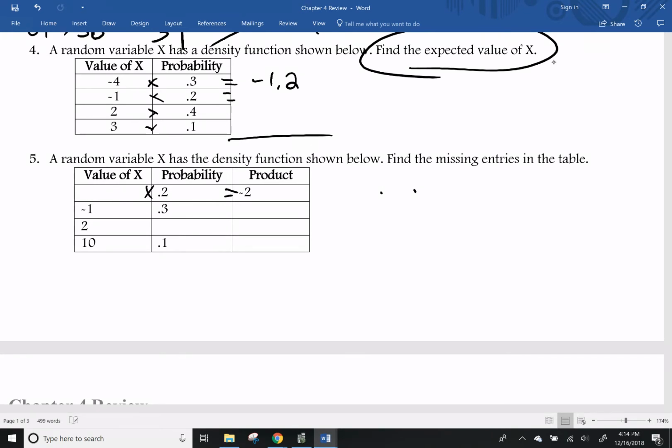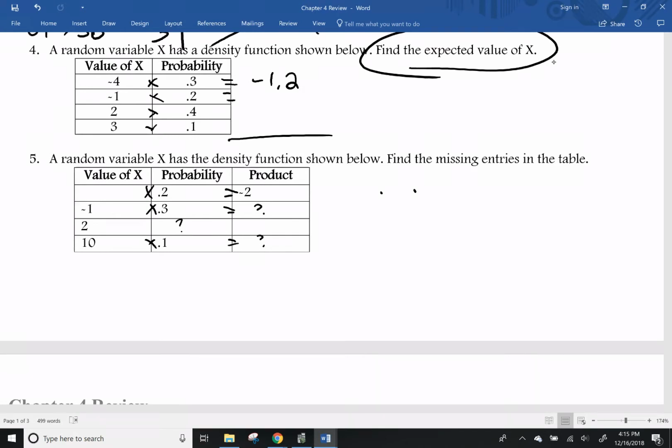Also, you know that value of x times probability, so -1 times 0.3 will be the value that goes in this box here. Another thing, you can do that in the last one as well to get this box as well. 10 times 0.1 will equal that number. Now the thing here is, how are you going to get this box is the question.